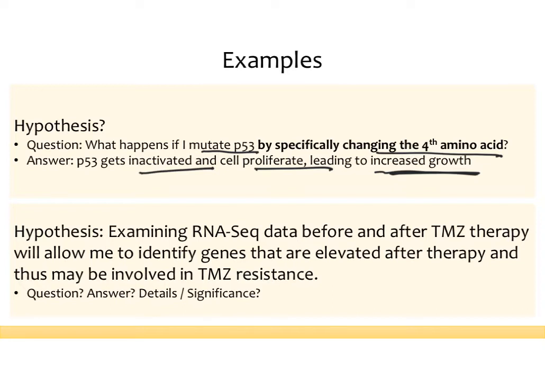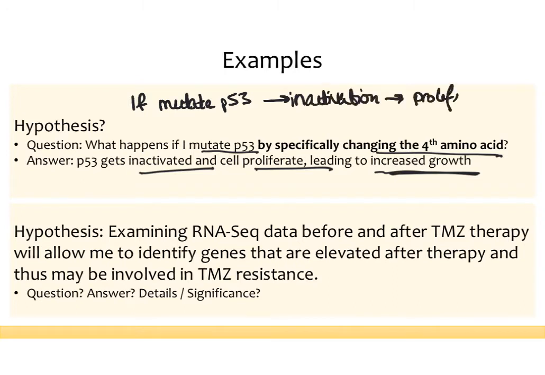So that is, again, a simple and straightforward statement, but it is a lot more involved than the first hypothesis we created. And it's a lot more specific, it's a lot clearer, and it tells the person why they should care about my hypothesis. So let's say it again. So you're going to say, if I mutate p53, then I get inactivation, and then I get proliferation, and then you explain why this should matter to the person. So you're being very, very clear about your hypothesis.